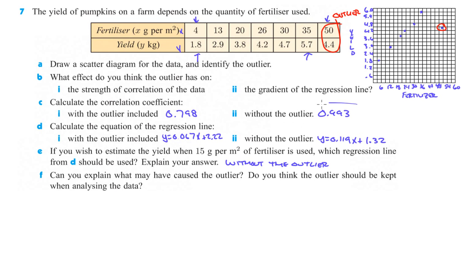But this data here is going to help out as long as the fertilizer is between 0 and 35. And that's grams per meter squared.